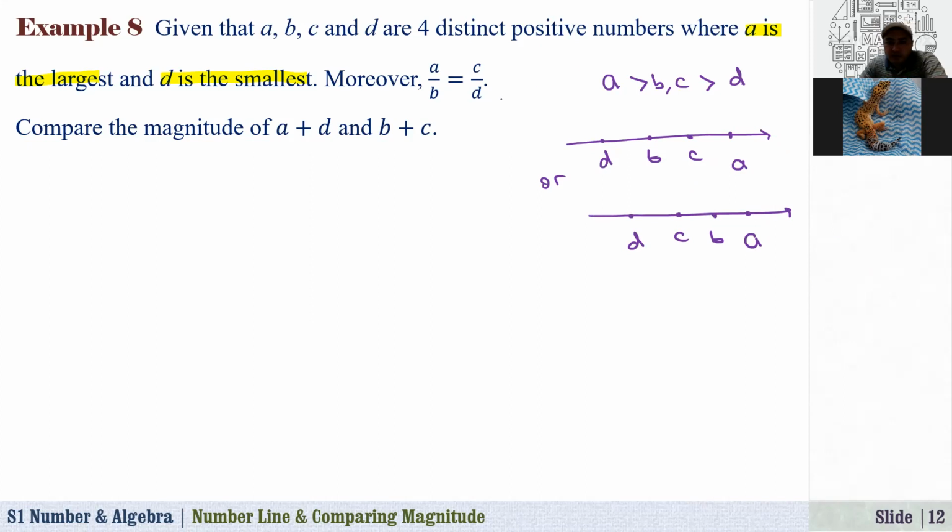So moreover, it says that A over B equals C over D. Which means that A times D equals B times C. So it says to compare the magnitude of A plus D and B plus C. All right.